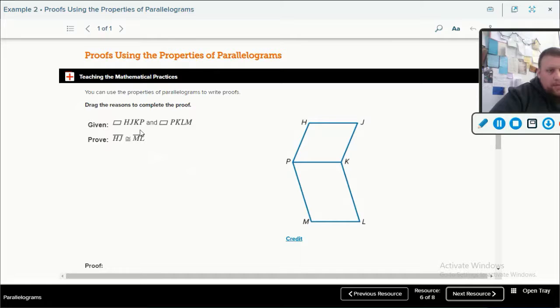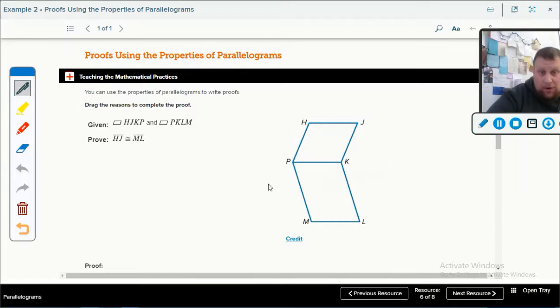Here's what I know. I have two parallelograms, HJKP and PKLM. And I do know they share a side, PK, so that's going to be important. Because we're told, let's write down what we know from our theorems.